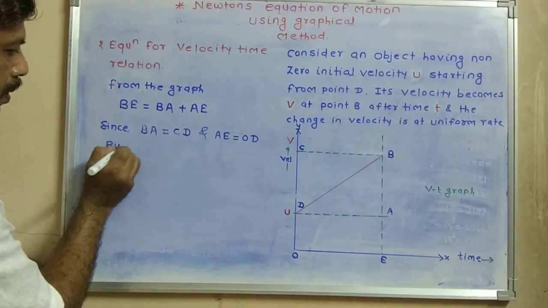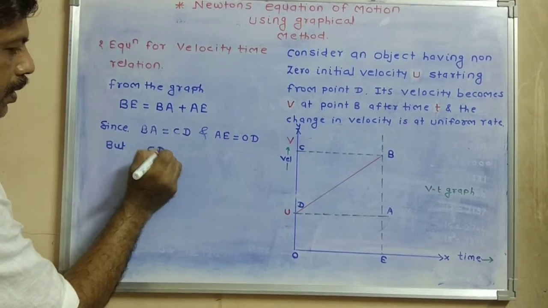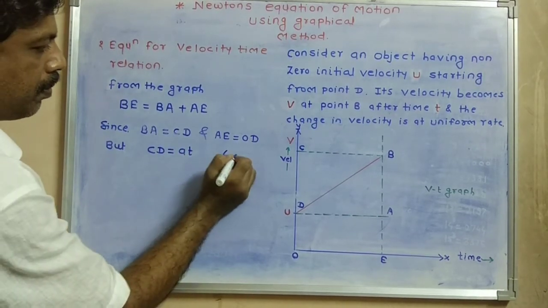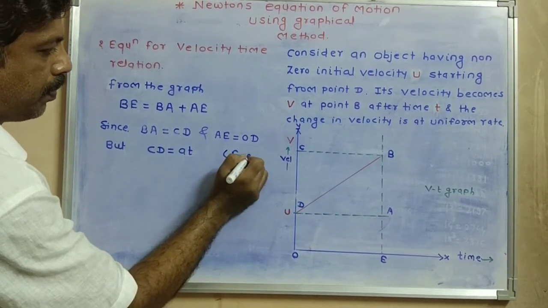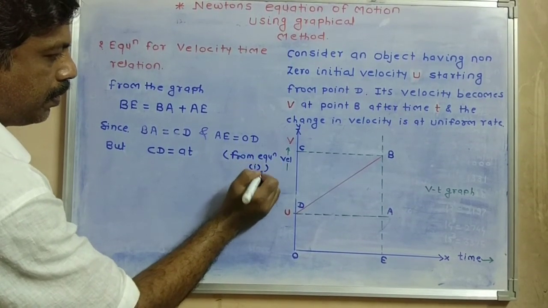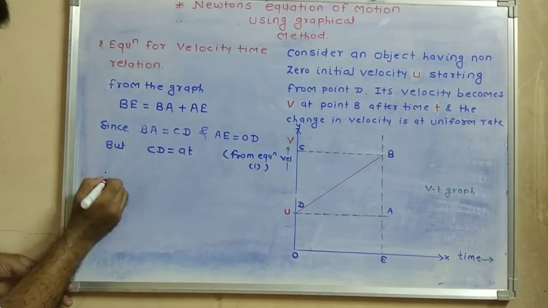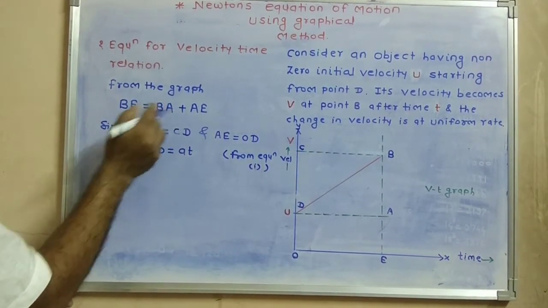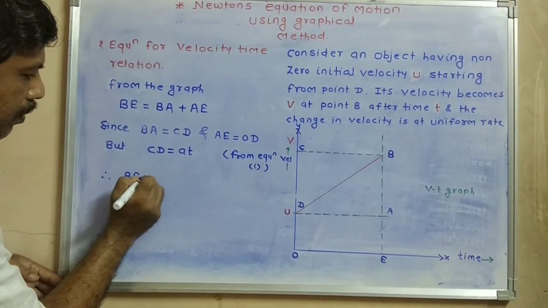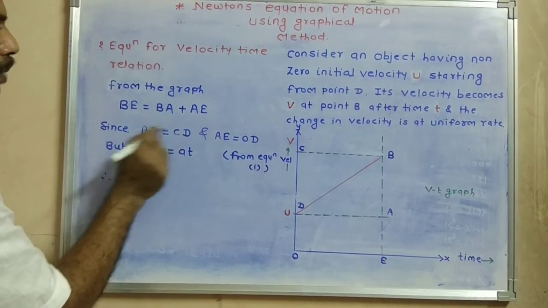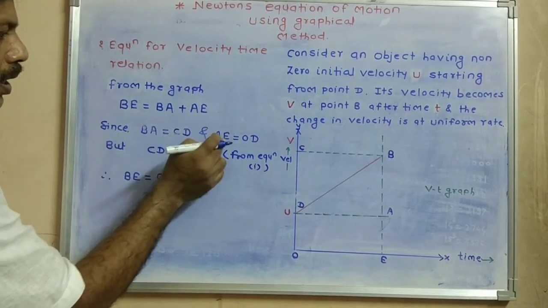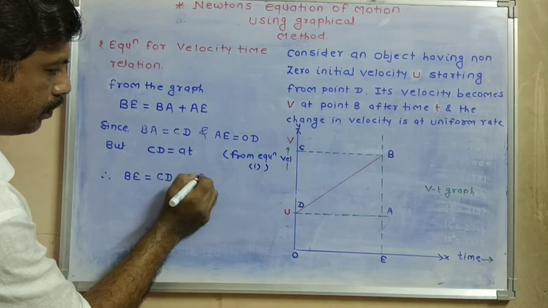But CD is equal to 80 from equation 1. Now we'll put all these values in this equation. What is the value of BE? I will write BE as it is. BE will be equal to, now look at it, what is BA? BA is equal to CD plus, what is AE? AE is equal to OD.